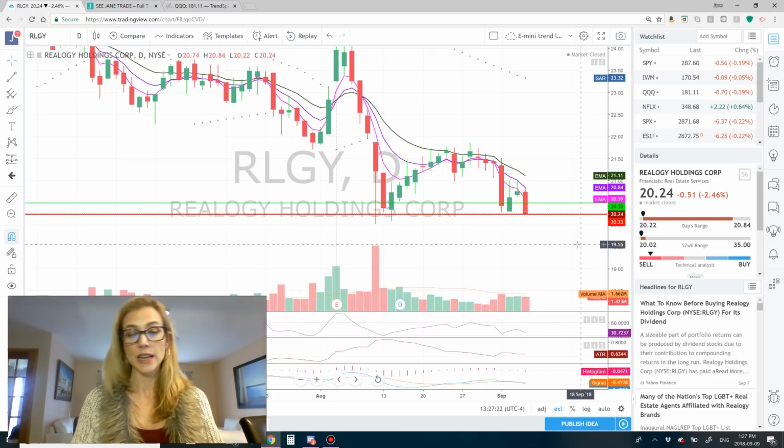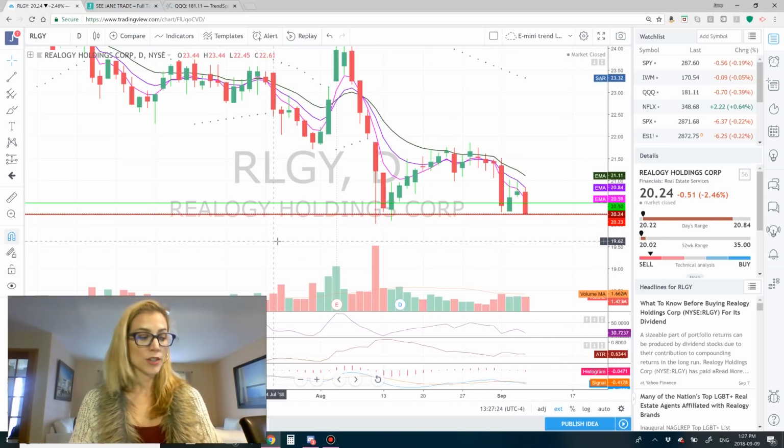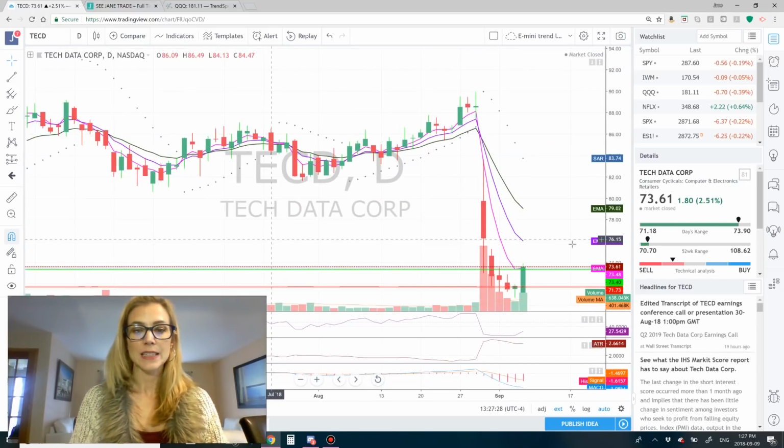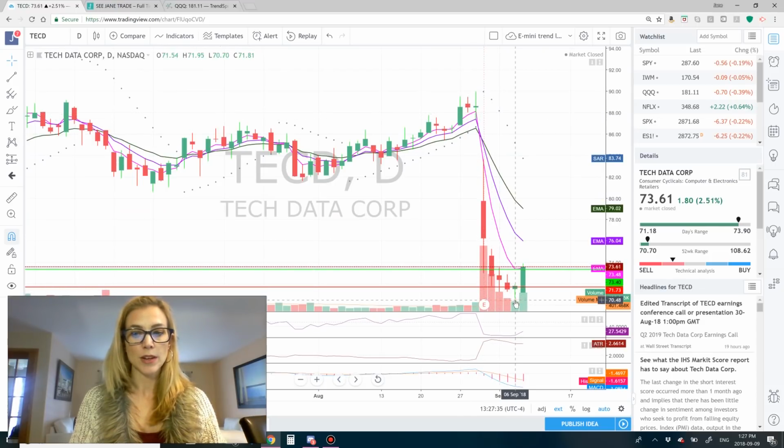This does have 118 million in the float, so keep it on watch, and potential longs going into the week. We have Tech Data. So this one had a massive drop down, and it had earnings, and then it looks like we might have found a bottom down here at 70.70. So we had a massive second upward trend day here. So keep it on watch.